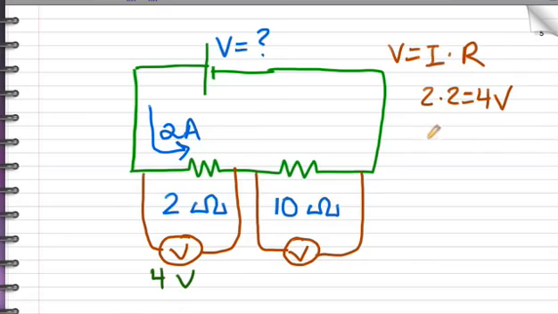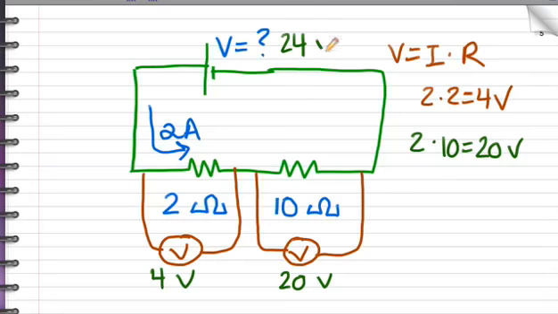This one's voltage is its current 2 times its resistance 10, 20 volts. Therefore, the battery voltage must be 24 volts. We can check this because the total resistance of the circuit is 12, and the current must equal the voltage of the battery divided by the total resistance. 2 equals 24 divided by 12, it works.